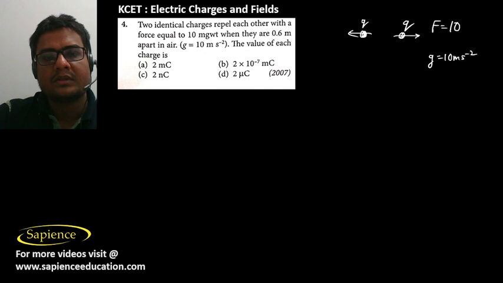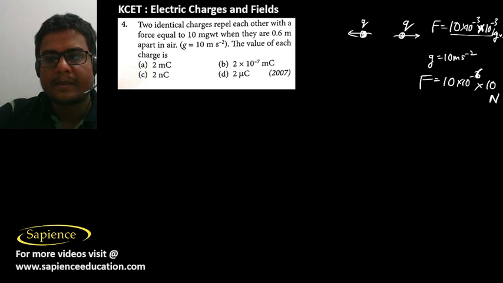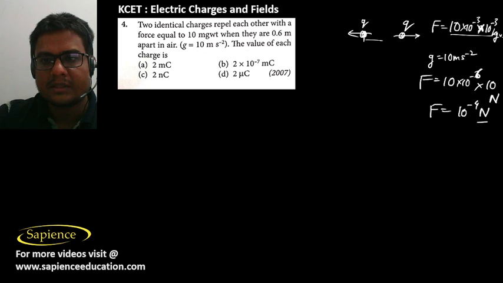So 10 milligram means 10 into 10 power minus 3 gram. Gram means it is into 10 power minus 3 kilogram. So this much kilogram weight means it is m into g. So the force is 10 into 10 power minus 6 into g, that is 10, this much Newton. So this is 10 square into 10 power minus 6, that is 10 power minus 4 Newton. By this force they are repelling each other.